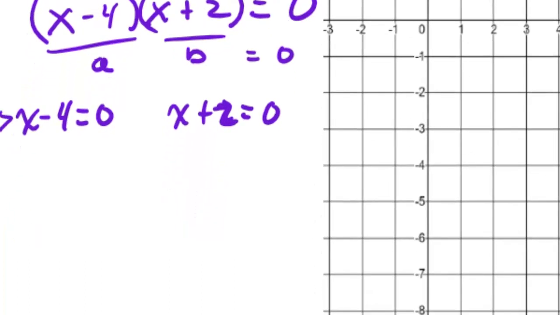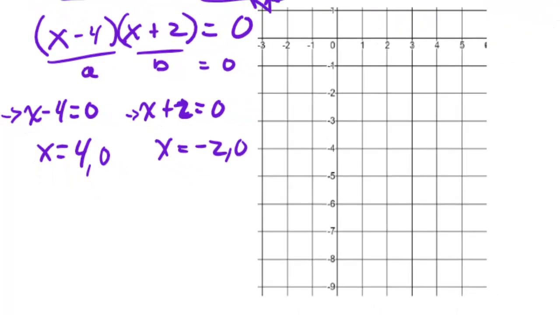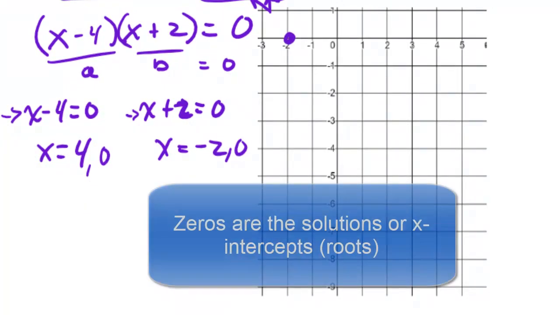So to solve this side over here, I'll just add 4 to both sides, and x equals 4. And to solve this next one here, I'm going to subtract 2 from both sides, and I have x equals negative 2. So I know the solutions are at (4, 0) and (negative 2, 0). So I'm going to put dots on the graph in those places. So we've got a 0 here and a 0 over here.